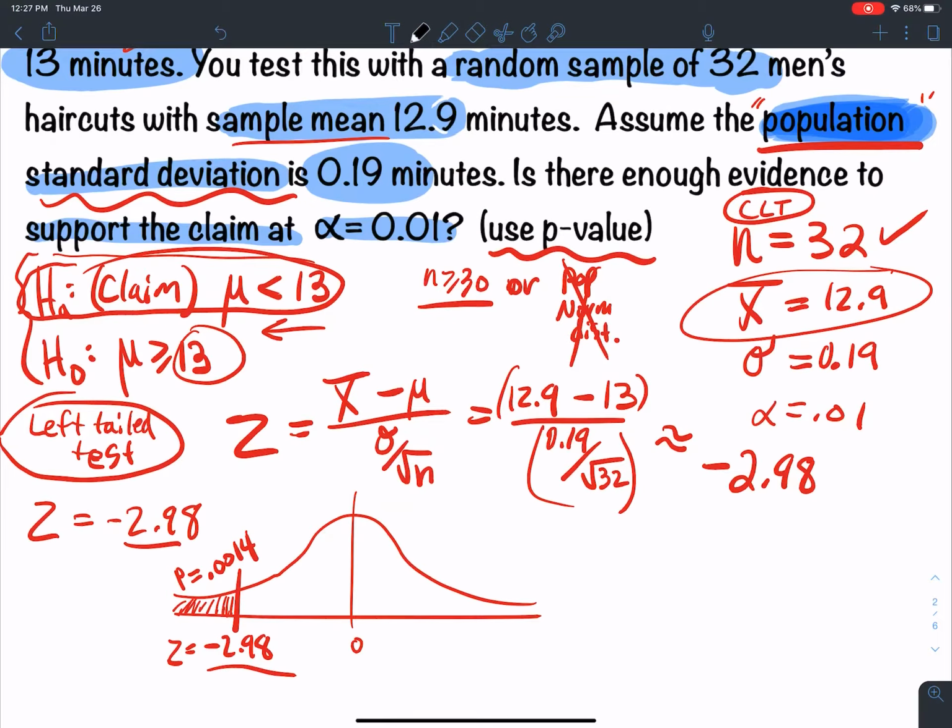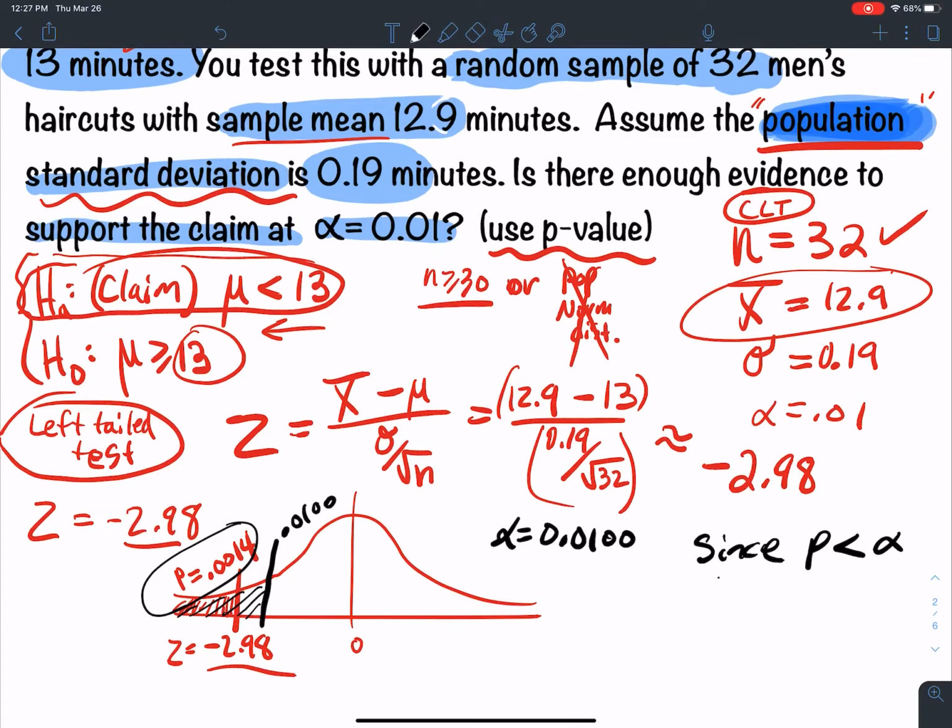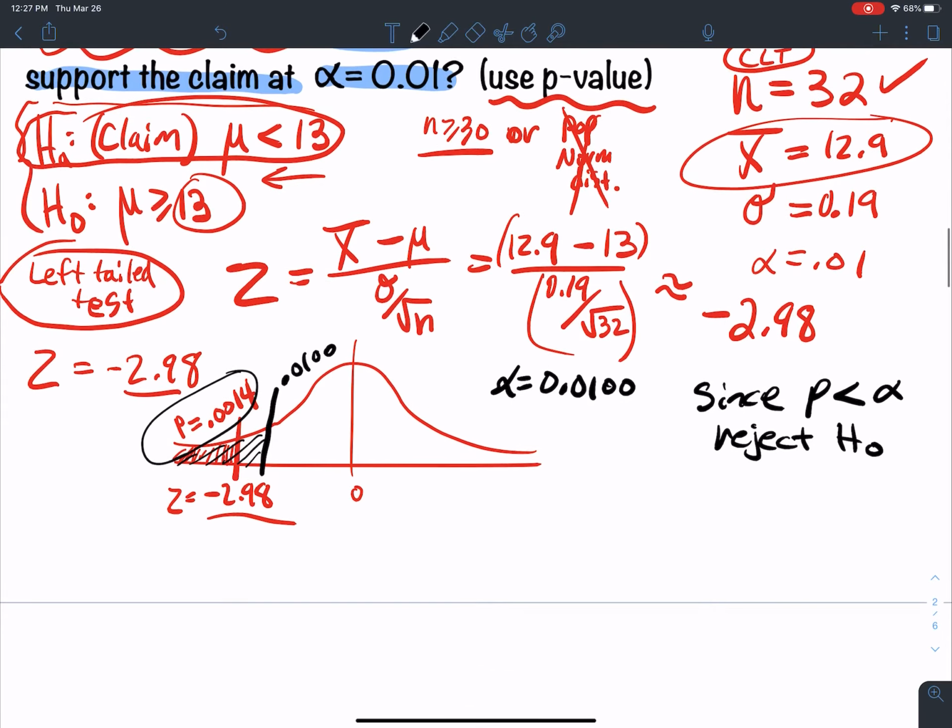Now, alpha here was 0.01, right? That's alpha. So alpha is bigger or smaller? Alpha here is actually bigger. 0.01 is bigger than 0.0014. So what does that mean? Is that a big or a small p? That's a small p. So since p is less than alpha, we reject the H0. Reject the H0.